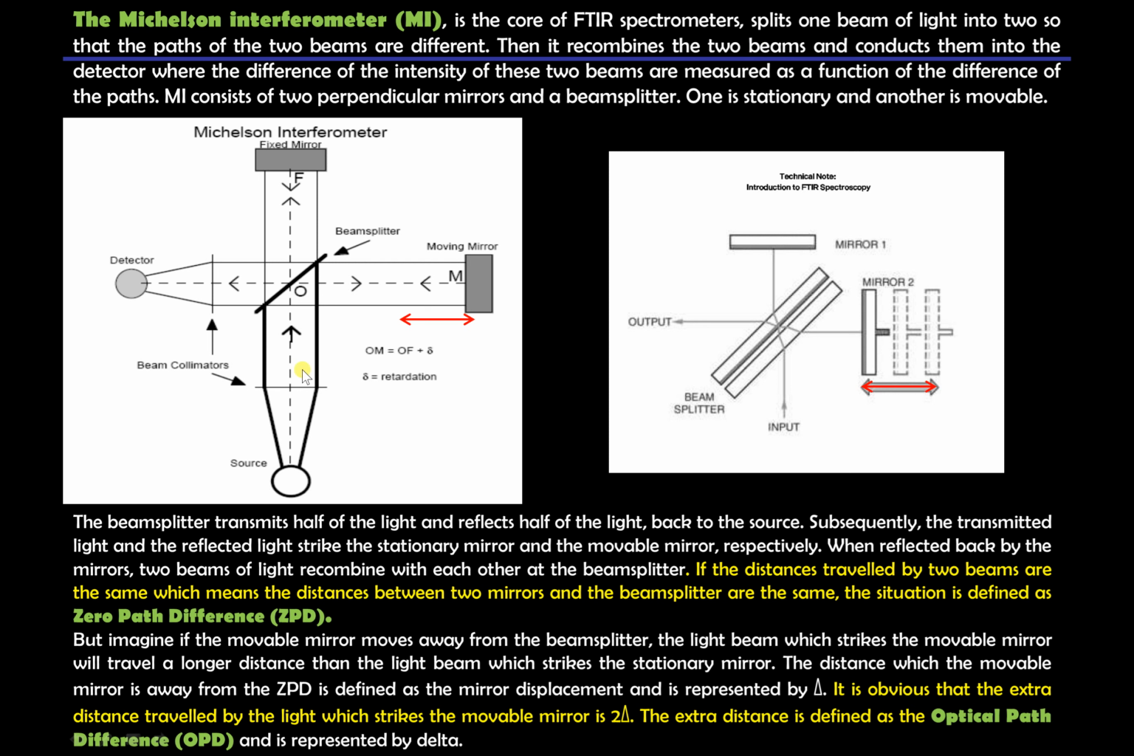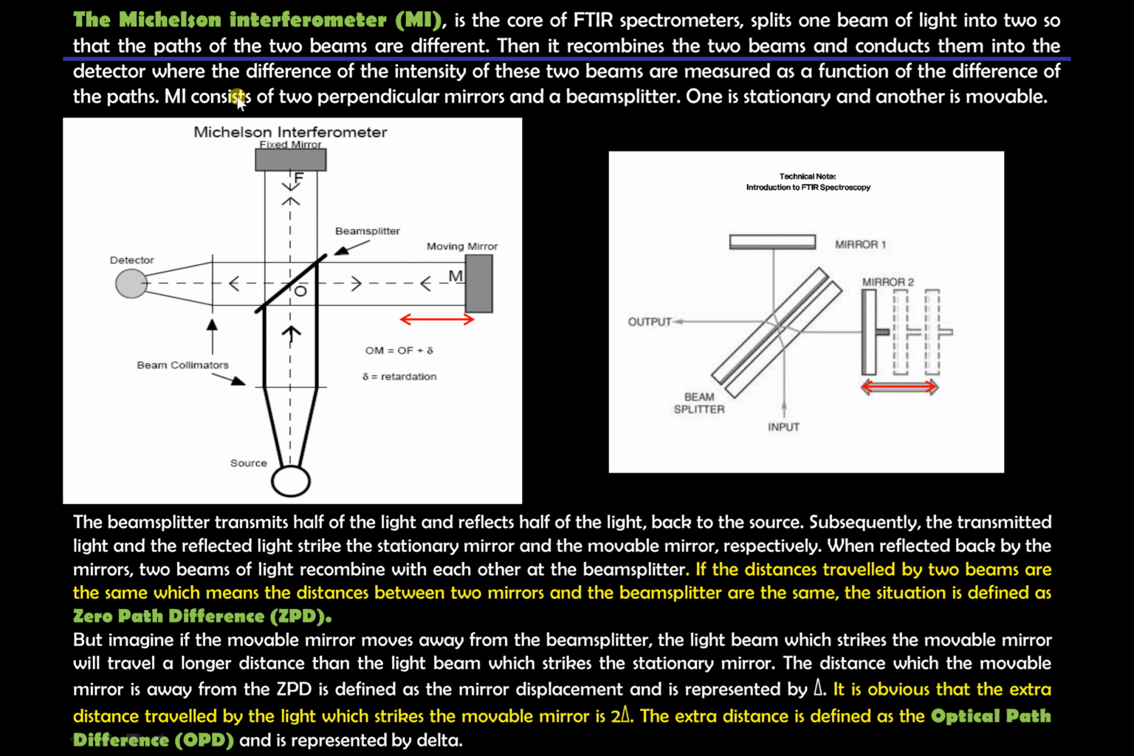It splits one beam of light into two, so that the paths of the two beams are different. This is a source, and this is a splitter, and it splits into two parts, and these are again reflected back, and then go to the detector. It recombines the two beams and conducts them into the detector, and it also reflects part of the light back to the source. So 50% goes to the detector, 50% goes back. The two beams are conducted into the detector where the difference of intensity of these two beams is measured as a function of the difference of the paths.